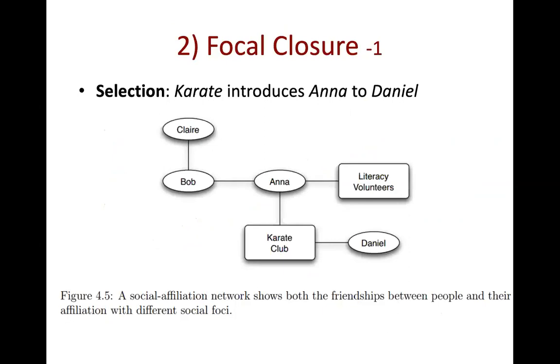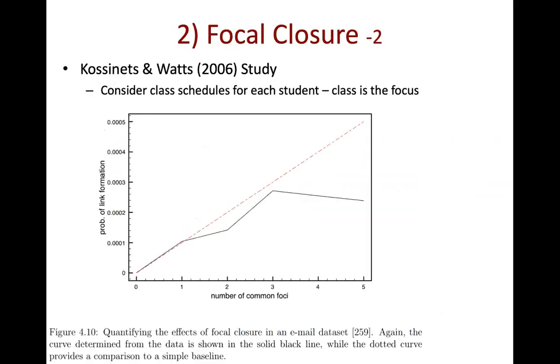We also have so-called focal closure, right? Karate introduced Anna to Daniel. Karate club is a focus, right? Daniel gets connected to Anna because the karate club has a strong tie with Anna, and also a strong tie to Daniel. That's why they get involved.